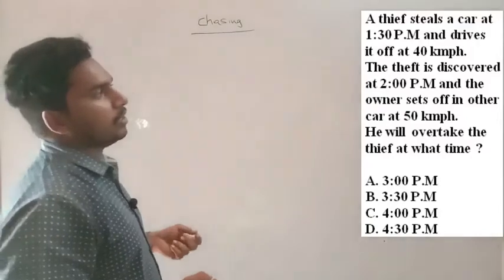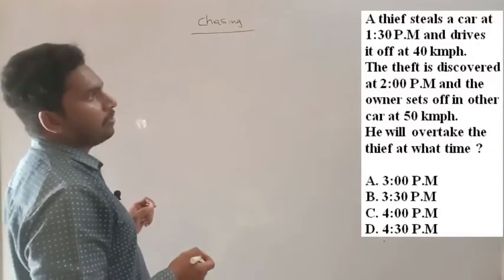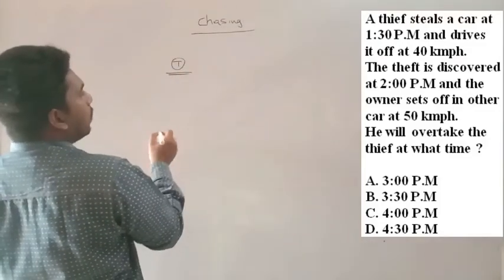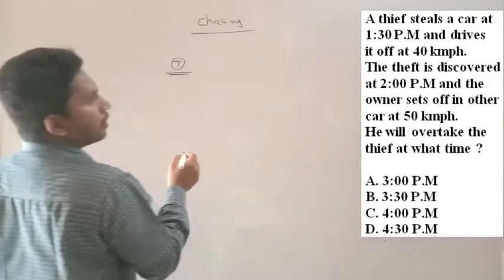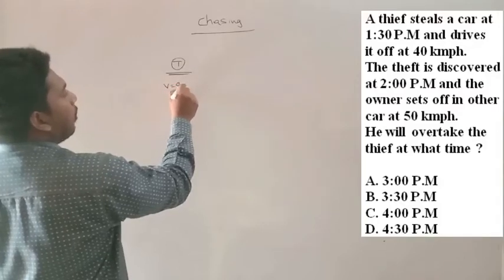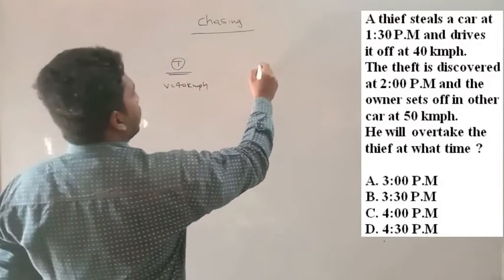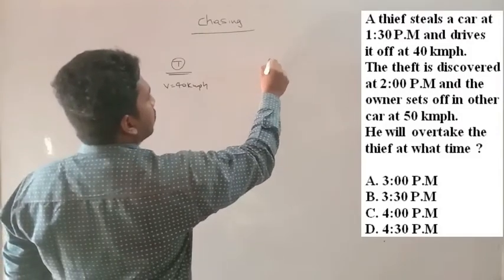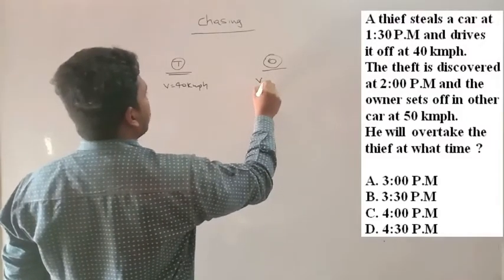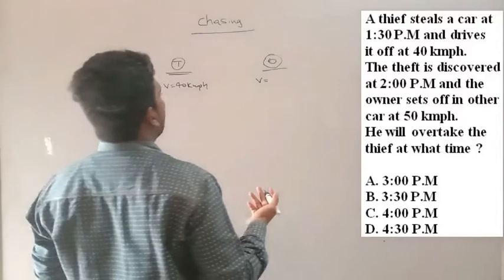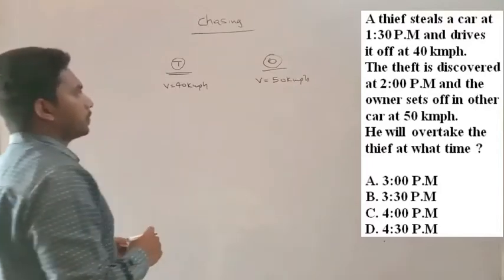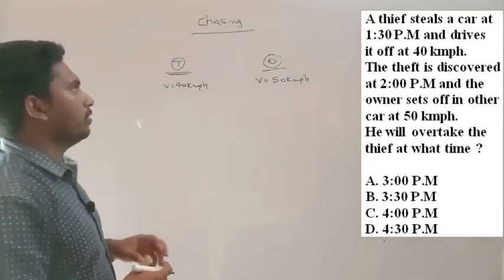So here a thief steals a car at 1:30 p.m. and drives it off at 40 km per hour. So at 1:30 p.m. he steals a car and drives it at a velocity of 40 km per hour. And the owner of the car recognized it at 2 p.m. and he started in another car with a velocity of 50 km per hour. So this is the case that they have given.